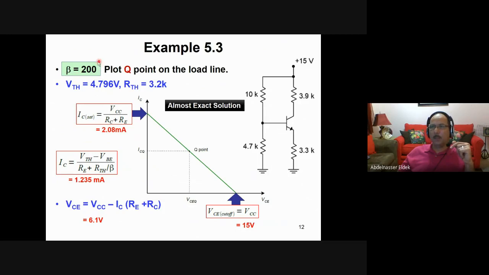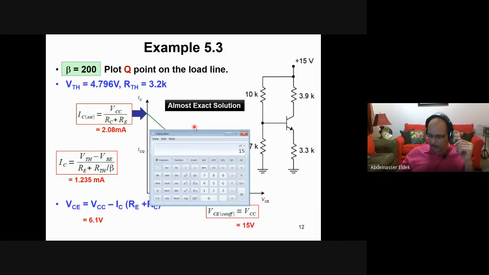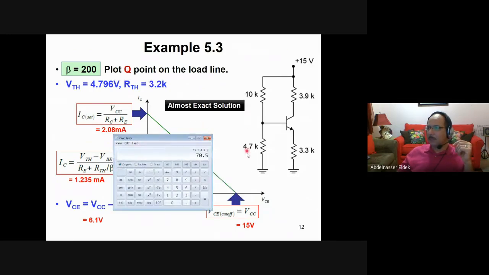So here beta equals 100. Okay, and I have this problem. So what are the steps? The first step is to calculate V Thevenin. V Thevenin equals 15 volt times 4.7 divided by the total resistance here, which is 4.7 plus 10. Okay, then this is V Thevenin. Let's calculate it and see if we have the same answer or not. 15 times 4.7 divided by the total resistance, which is 10 plus 4.7, which is 14.7.